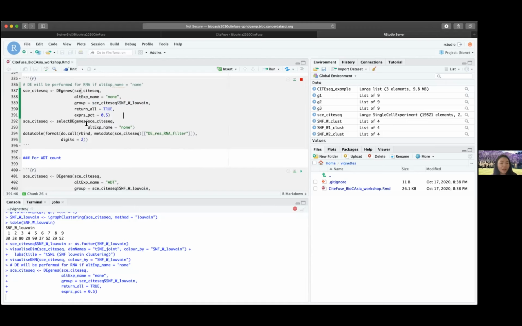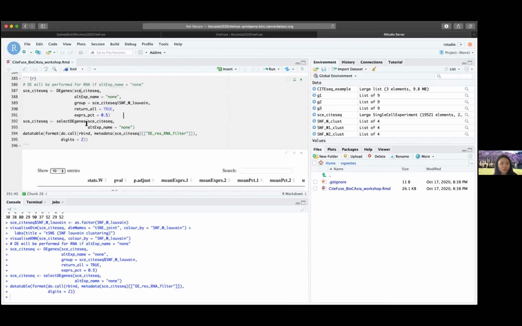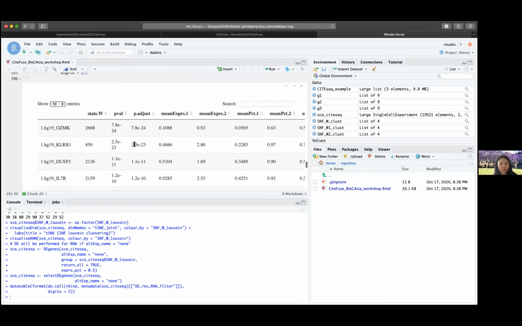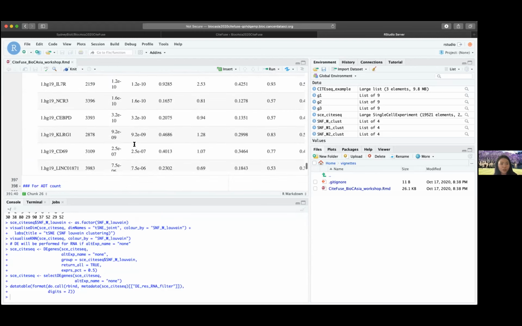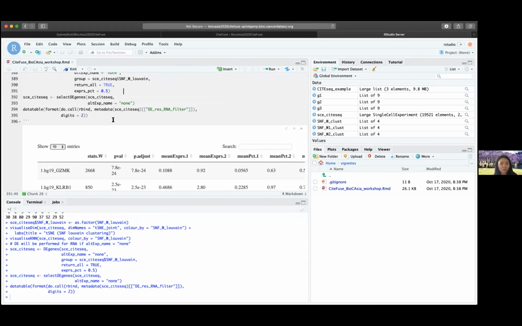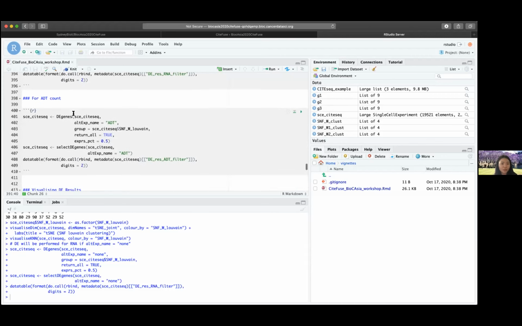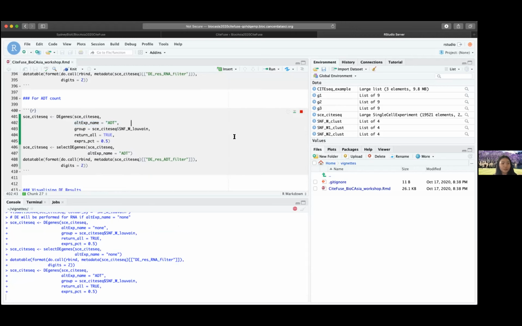minute. And then we can use the select DE function to select the top DE genes for our future visualization. So here is the DE results for the RNA-seq. And then we can use the same function to perform the DE analysis for the ADT expression. So we just need to set the alternative name as ADT and then run it.